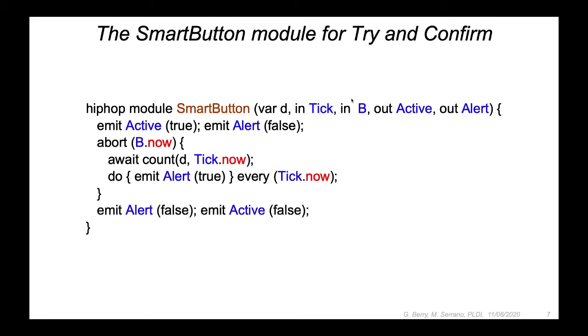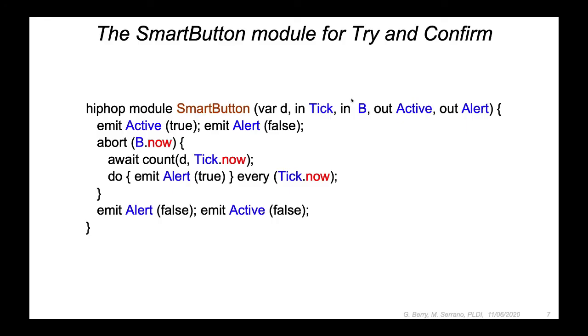Here is the code for the SmartButton module for try and confirm buttons. A module is a basic unit in hiphop. It has an argument list, which includes a variable d, which is a delay for alert, the other arguments being signals. Tick, which is used to ring errors and the bells; B, the button itself; and active and alert, which are outputs to color the button.